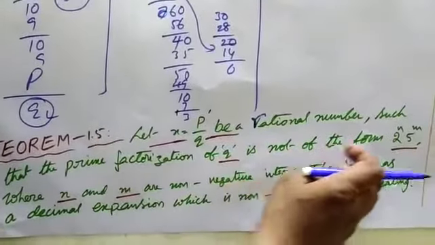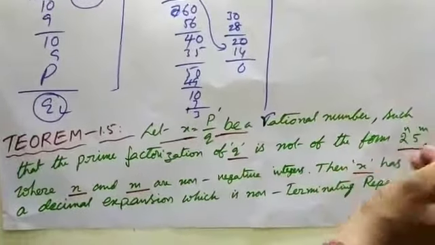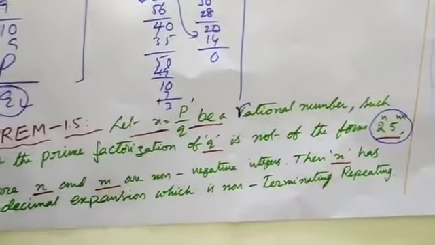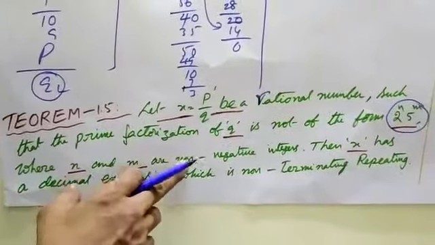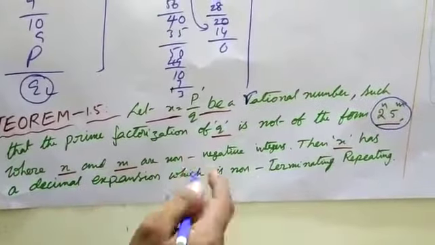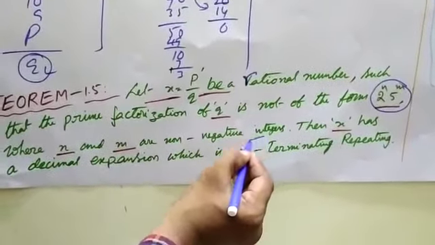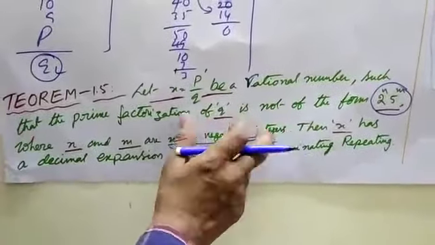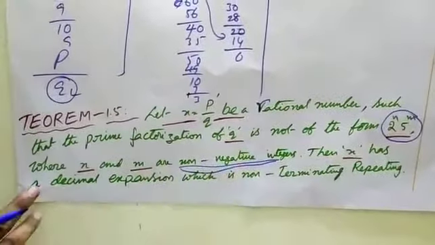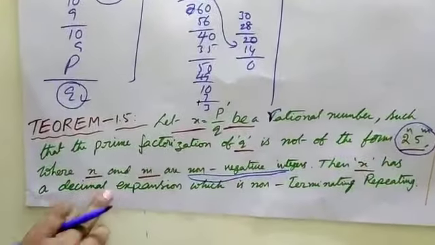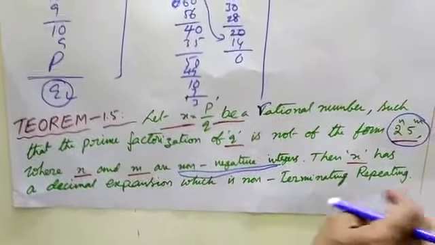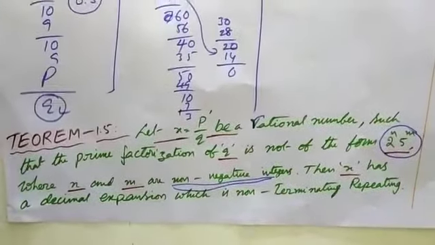q is not in the form 2 power n into 5 power m, where n and m are non-negative integers. What is the meaning of non-negative integer? Positive numbers, positive integers. Then x has a decimal expansion which is non-terminating repeating.